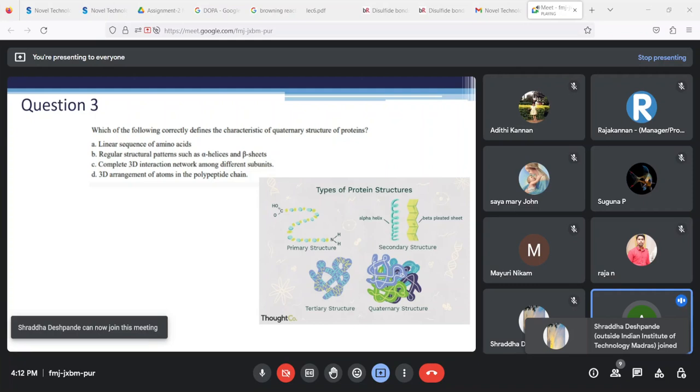So alpha helix and beta sheets, all these kinds of structures are termed as the secondary structure. So when multiple secondary structures come together and form a three-dimensional arrangement, that is known as a tertiary structure. And generally a tertiary structure is composed of one single chain. But in a quaternary structure, multiple chains will come together and this will form an interaction network. So quaternary structure is made up of multiple chains.